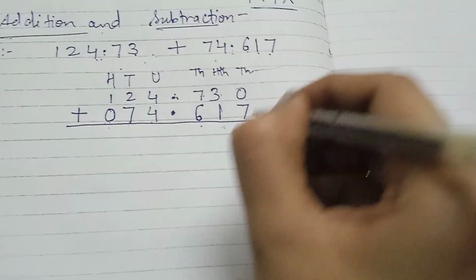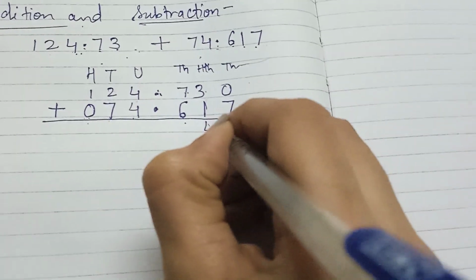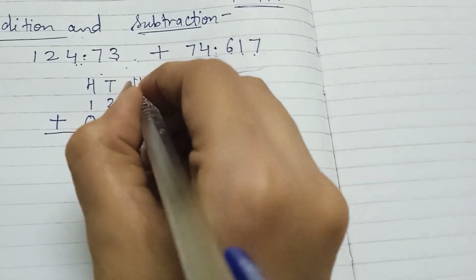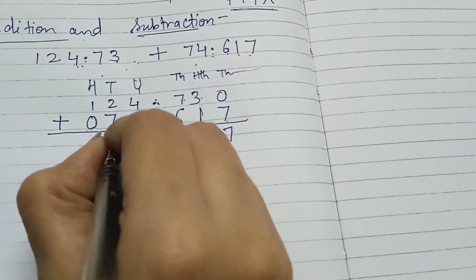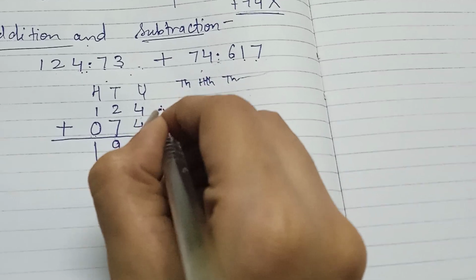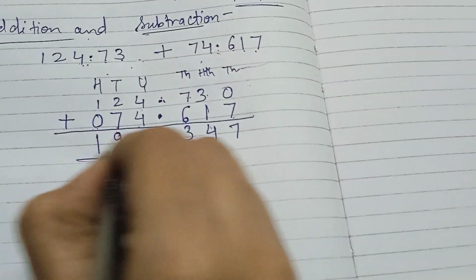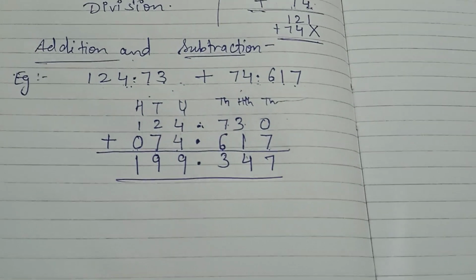Okay, now let's just add. It will be 7, 4, 13, 9, 9, 1. Decimal below decimal. This is the answer.